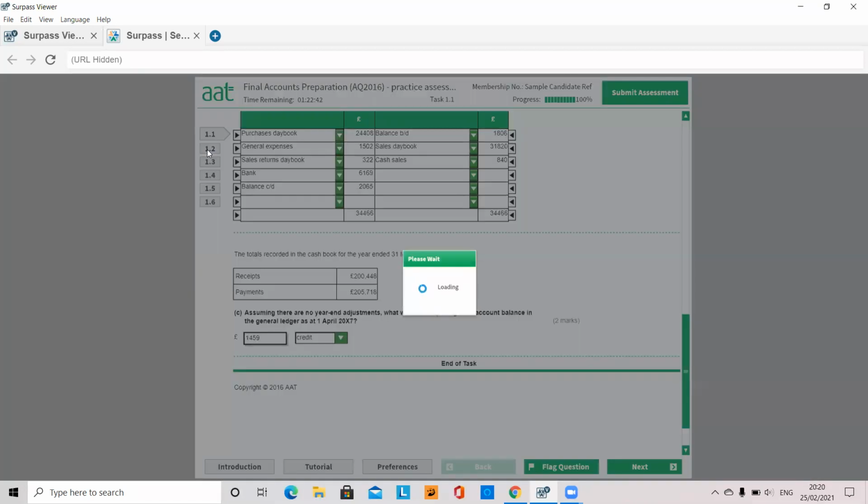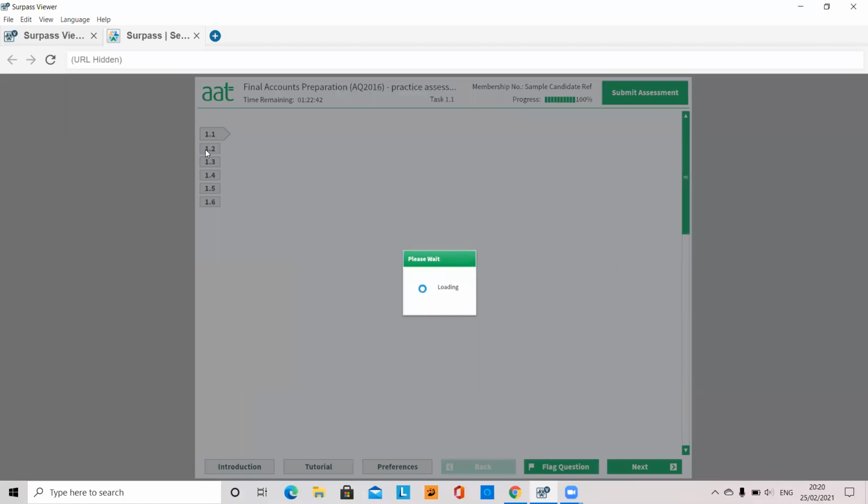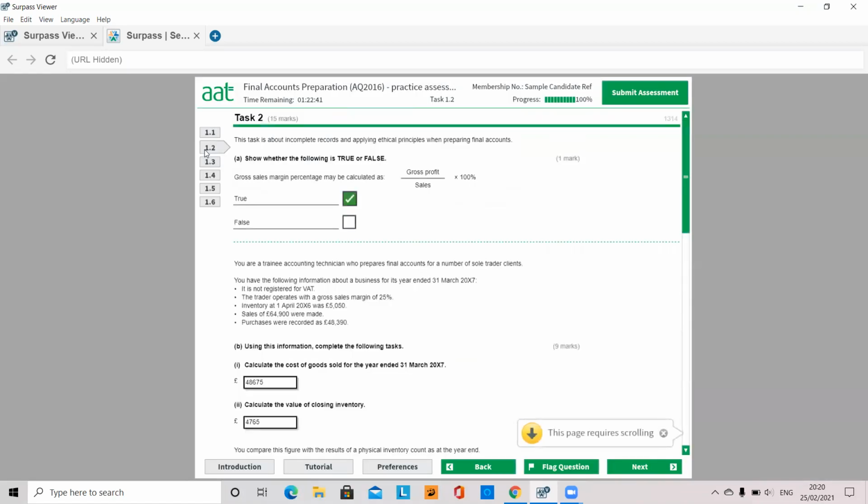So the next one in relation to 1.2, and this question is, again, I filled it out. So gross profit margin. So gross profit over sales, net profit over sales times 100. So this one says, the task is about incomplete records and applying ethical principles when preparing accounts. So it should show whether the following is true or false. So gross sales margin percentage is calculated by gross profit divided by sales. So again, hopefully you're aware of that.